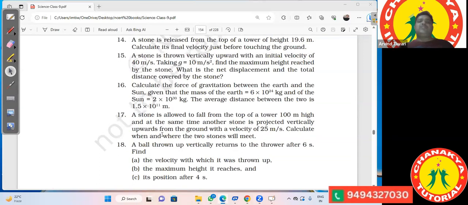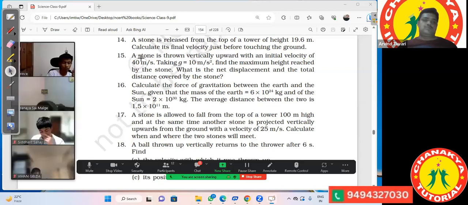Solve this question number 15. Read question number 15. A stone is thrown vertically upward with an initial velocity of 40 meter per second. Taking g equal to 10 meter per second square, find the maximum height reached by the stone and what is the net displacement and the total distance covered by the stone. Oh, this is simple.